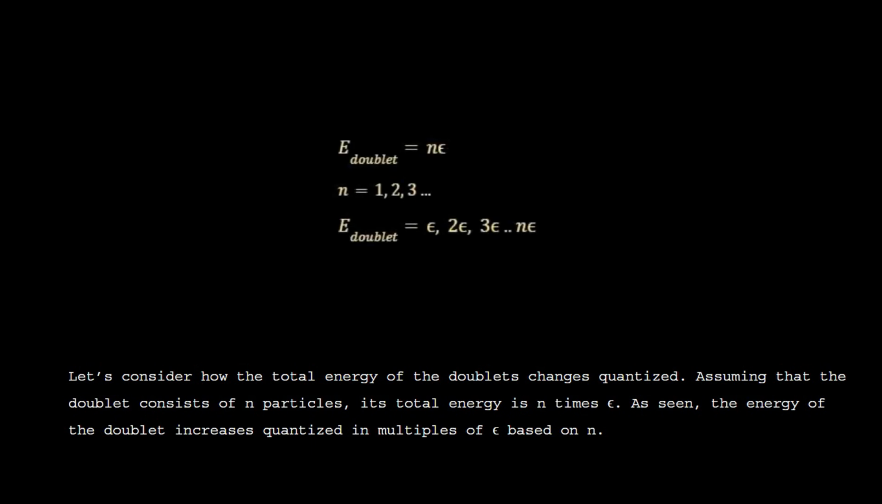Frequency of energy packets. Let's consider how the total energy of the doublets changes, quantized. Assuming that the doublet consists of n particles, its total energy is n times epsilon. As seen, the energy of the doublet increases quantized in multiples of epsilon based on n.